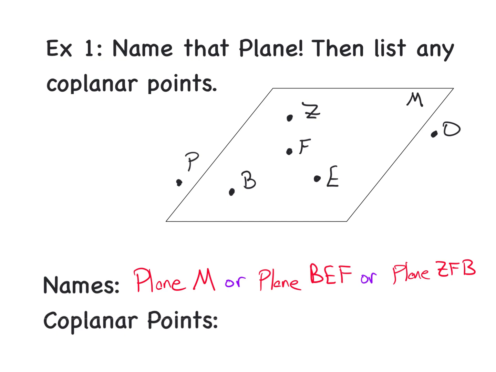Same thing here. I've got 3 different names for the exact same plane. Okay, so just think of it as nicknames. When they say give me different names, it's got to be different than each other, but it's talking about the exact same object. Okay. Does that make sense? Hopefully a little bit.